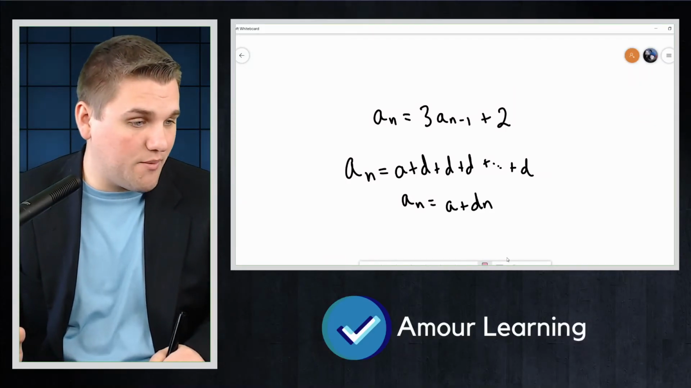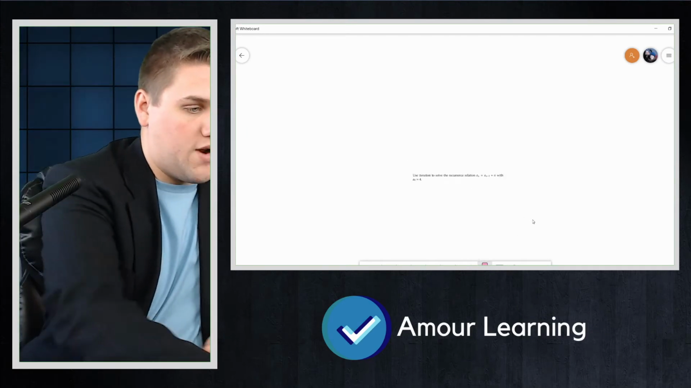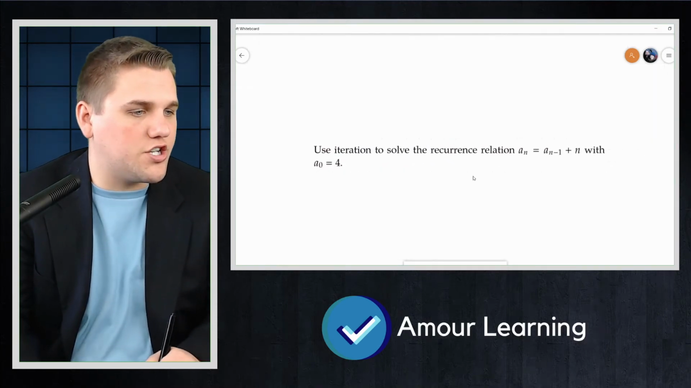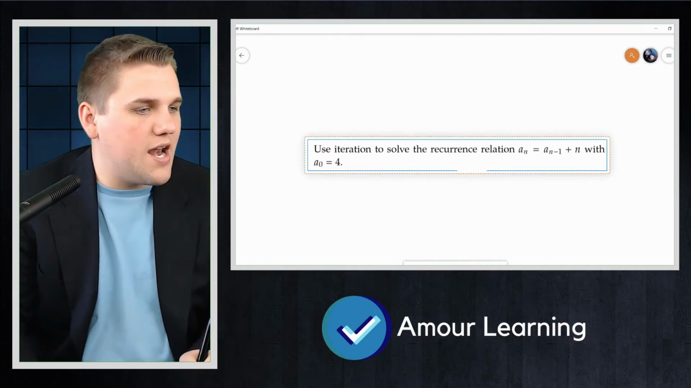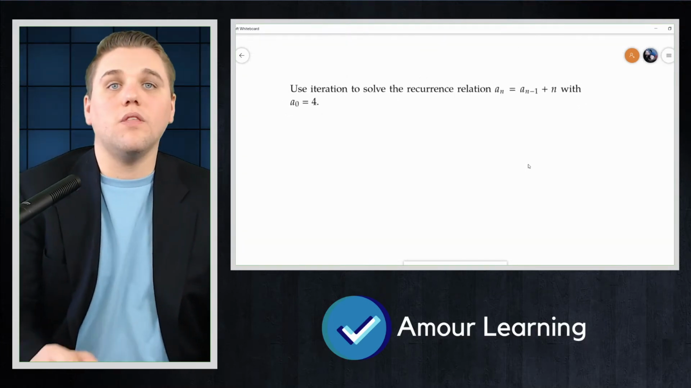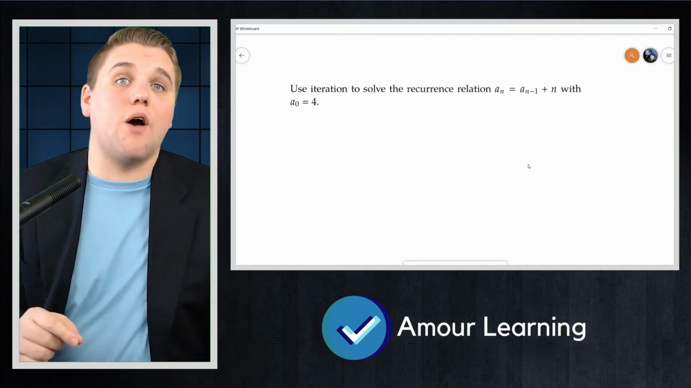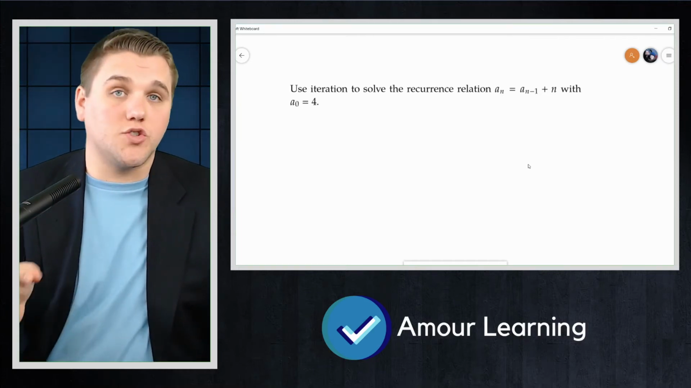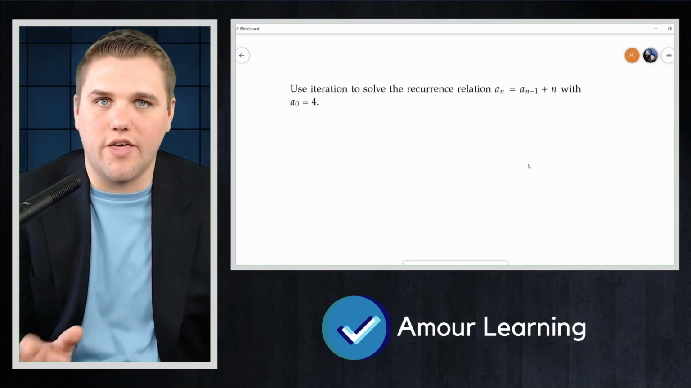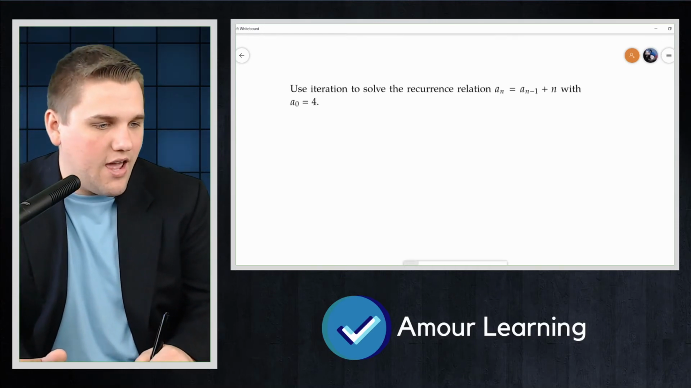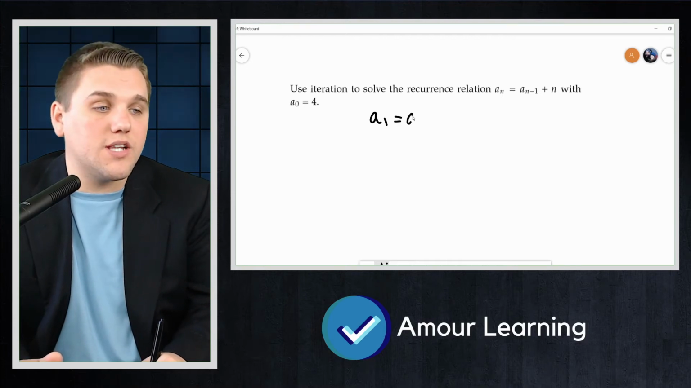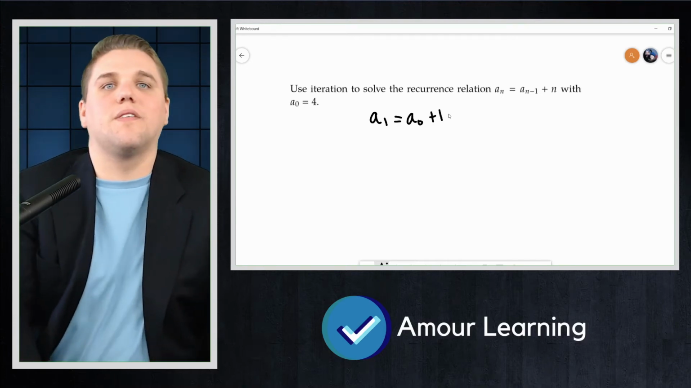All right, let's do an example here. I'm going to erase this and copy paste my example right here. Use iteration to solve the recurrence relation a_n = a_{n-1} + n with a_0 = 4. Again, start by writing down the recurrence relation when n equals 1. This time, don't subtract the a_{n-1} terms to the other side. So we have a_1 = a_0 + 1.